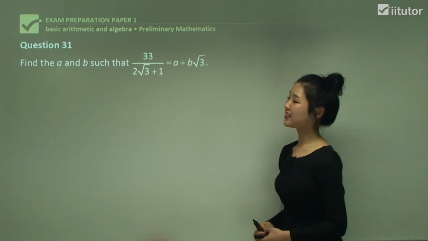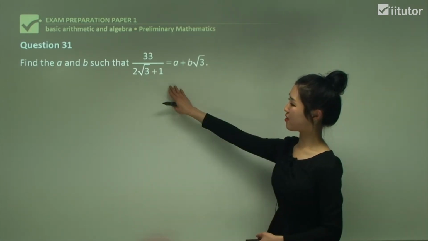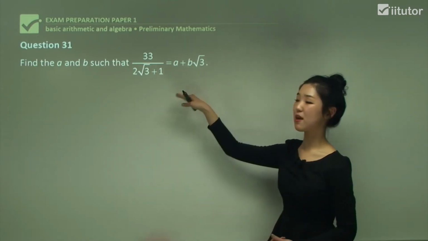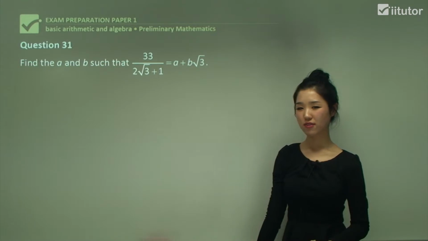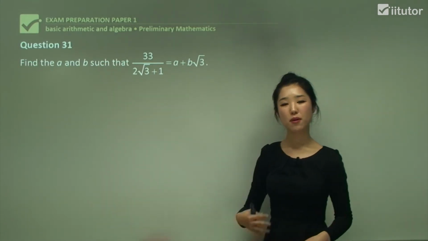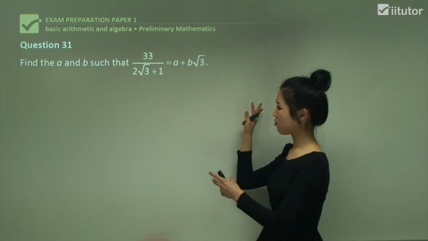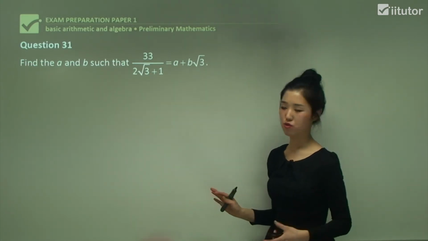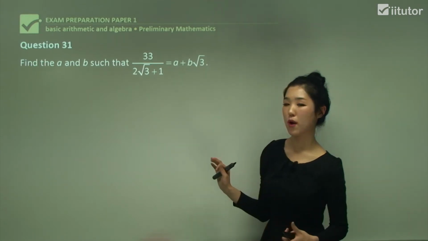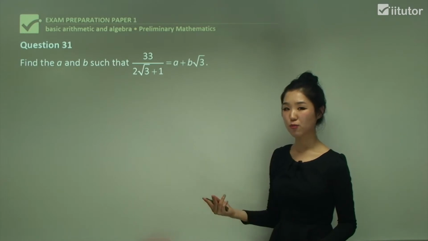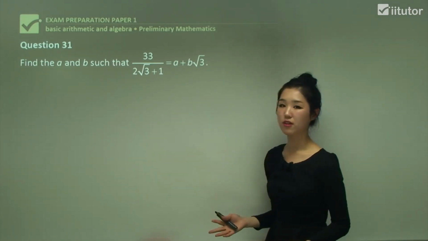31, find a and b such that this fraction here becomes, or is the same as, a plus b root 3. Now what I've seen a lot of people do with this one is trying to just solve this equation. But guys, if you're trying to solve this equation together and trying to merge everything onto one side or whatever you tend to do, you can't really solve it straight away because this equation has 2 pronumerals. If you have 2 pronumerals, you can't really solve it straight away.